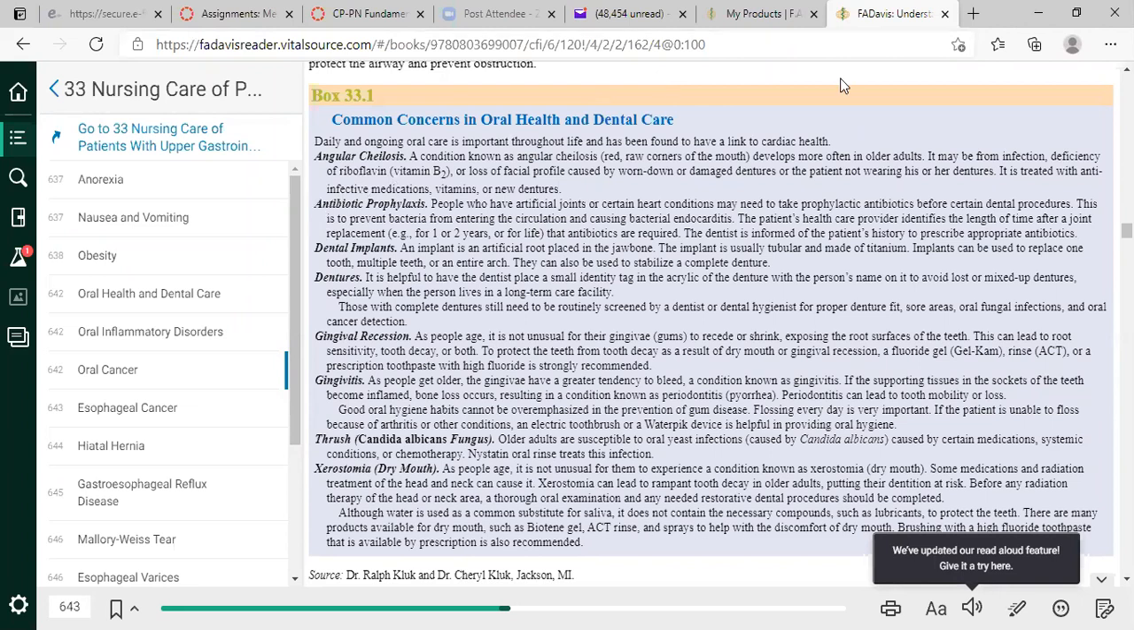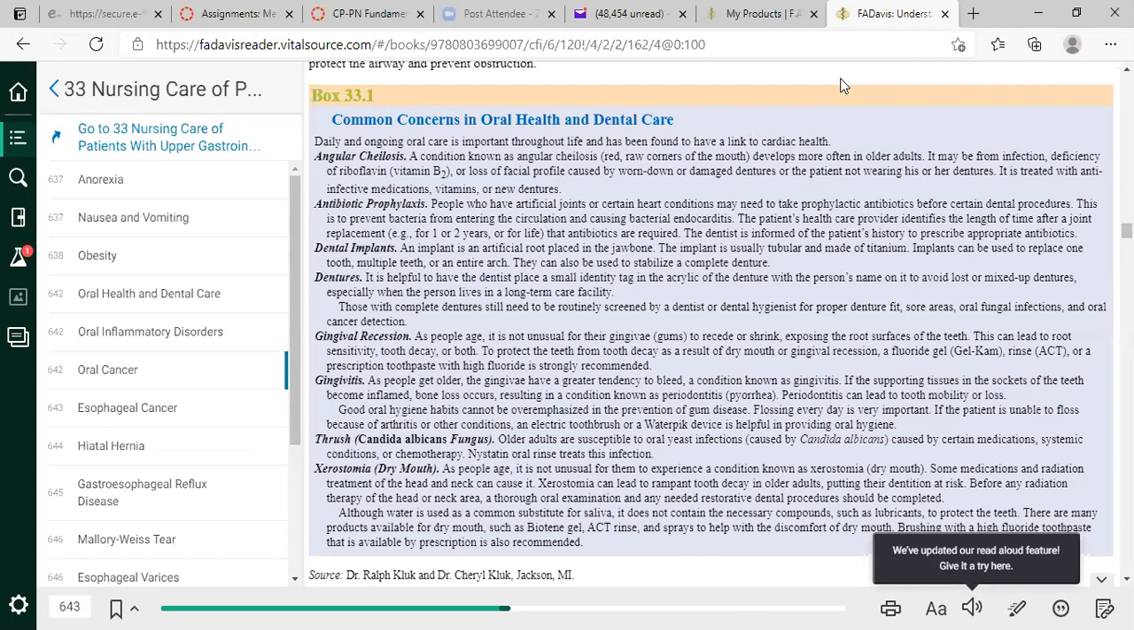People who have artificial joints or certain heart conditions may need to take prophylactic antibiotics before certain dental procedures. This is to prevent bacteria from entering the circulation and causing bacterial endocarditis. The patient's healthcare provider identifies the length of time after a joint replacement, for 1 or 2 years or for life, that antibiotics are required. The dentist is informed of the patient's history to prescribe appropriate antibiotics.